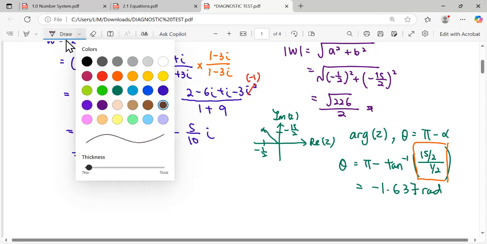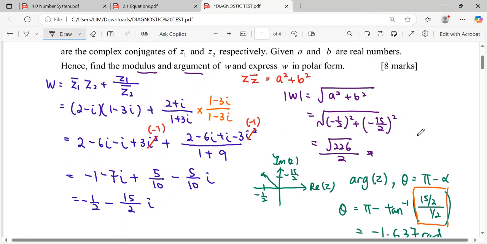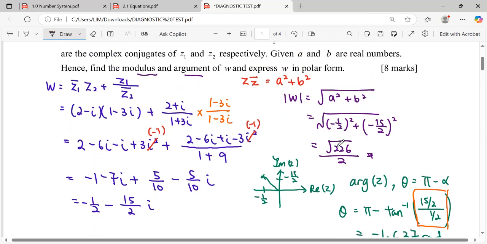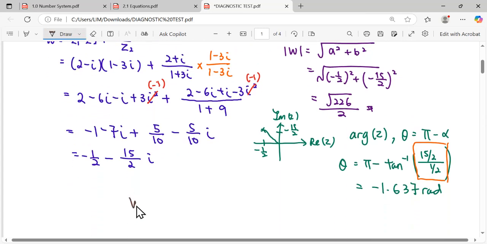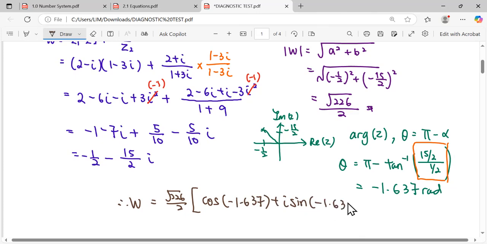Alright, then lastly, after finding this argument, the question asks us to write it in polar form. So W, polar form, starts with modulus Z in the bracket cos theta plus i sine theta.